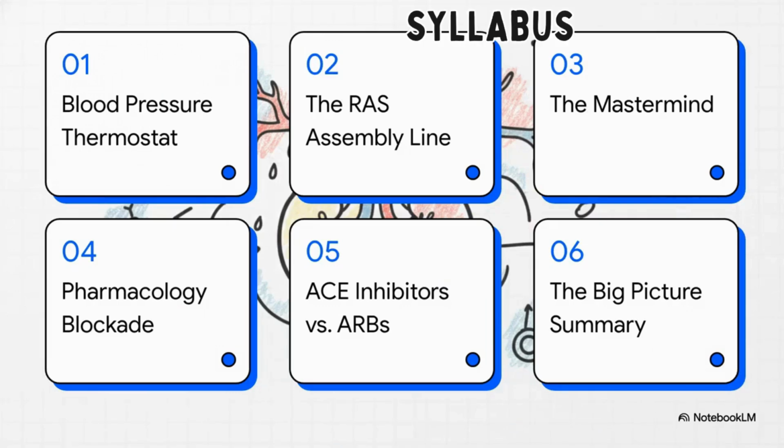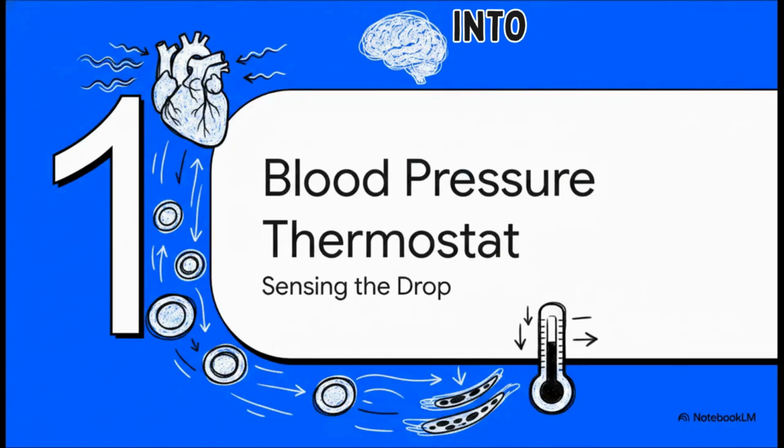Here's a quick look at our syllabus for today's explainer. We're going to cover 1. The blood pressure thermostat. 2. The RAS assembly line. 3. The mastermind of the system. 4. The pharmacology blockade. 5. ACE inhibitors versus ARBs. And finally, number 6, a big picture summary. All right, let's jump right into part 1, the blood pressure thermostat.